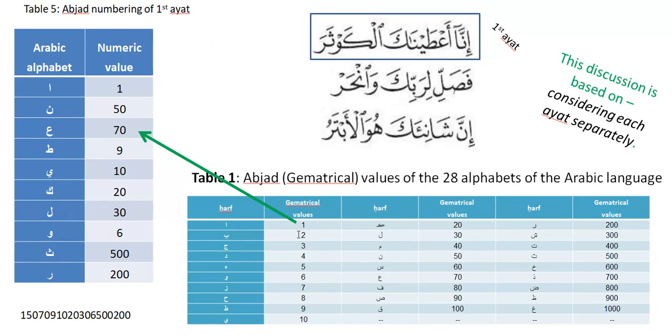But in the next slide, this discussion is made considering each ayat separately. So ayat-based first appearance is actually placed here. Inna a'tainaka al-kawthar. Here there are 15 harfs, but as per first appearance, these will be the harfs here.